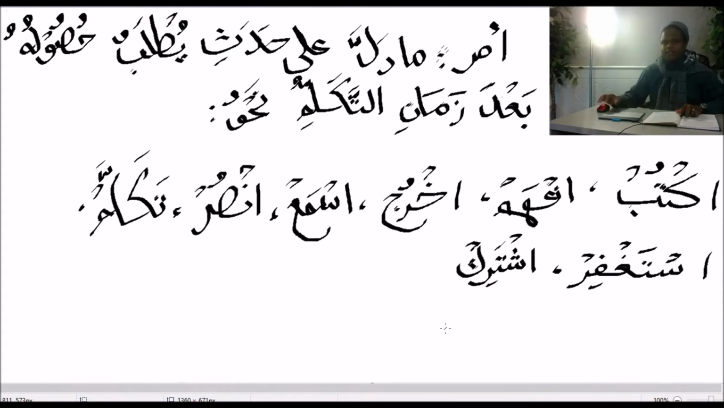Last but not least, we want to take the other fi'l that has to do with mustaqbal, has to do with future tense. That fi'l is fi'lu amrin, fi'l of command.